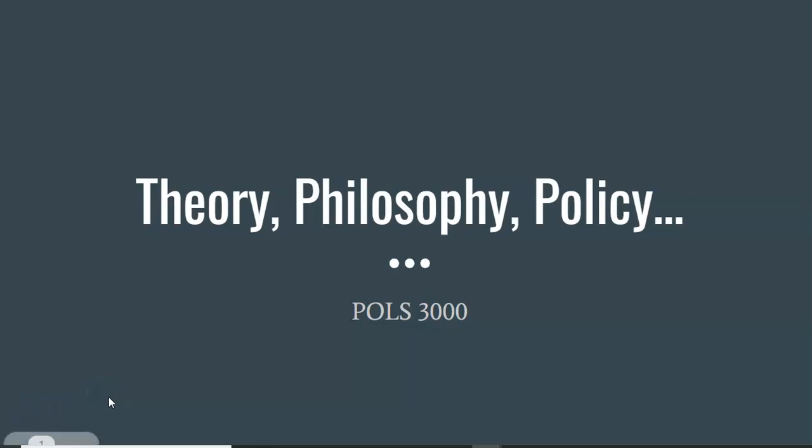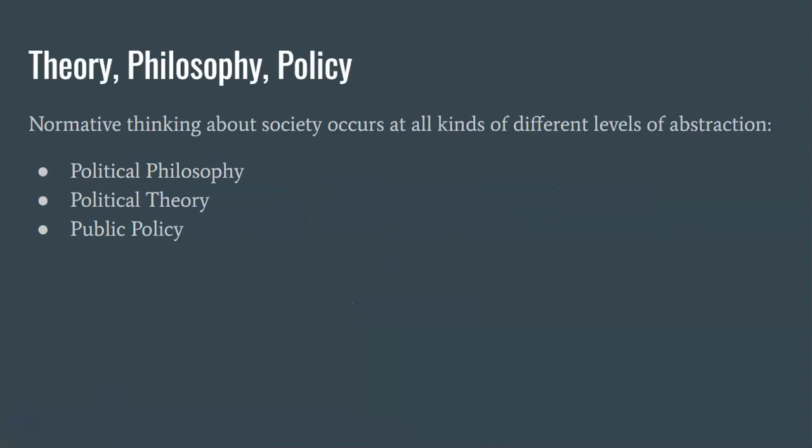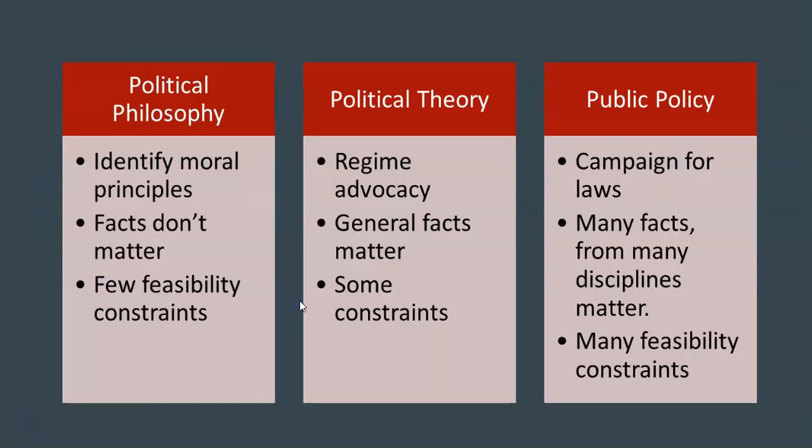This lecture is on political theory, political philosophy, and public policy. Now, normative thinking about society occurs at all kinds of different levels of abstraction. The three that interest us primarily in this lecture are political philosophy, political theory, and public policy. So starting with the most abstract level, political philosophy.